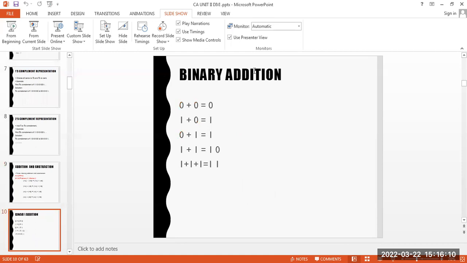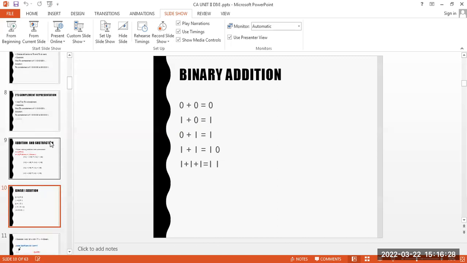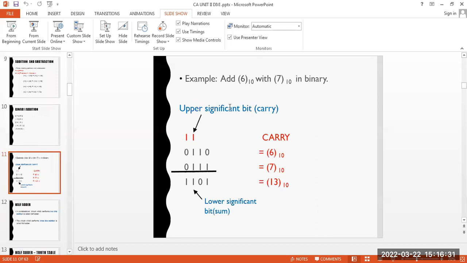First, binary addition: 0 plus 0 is 0, 1 plus 0 is 1, 0 plus 1 is 1, 1 plus 1 is 10, and 1 plus 1 plus 1 is 11. This is binary addition. Next, an example of adding two numbers, 6 plus 7. We calculate the binary value for 6 and for 7, then add these two to get the result.